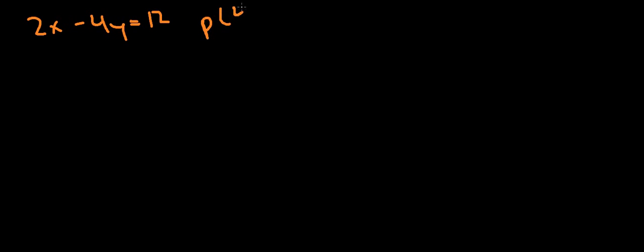I want to find the equation of a line that's parallel to 2x minus 4y is equal to 12, but that also goes through the point (4, 7).